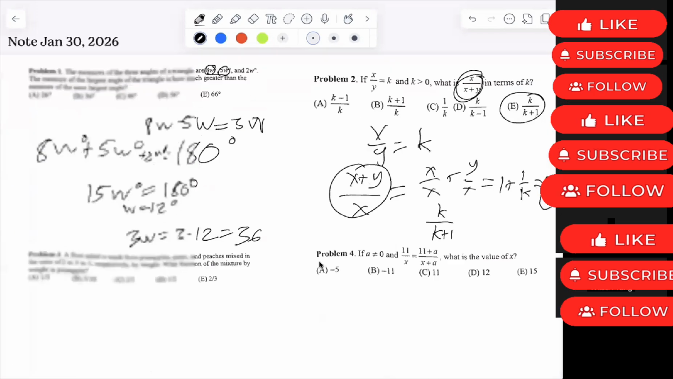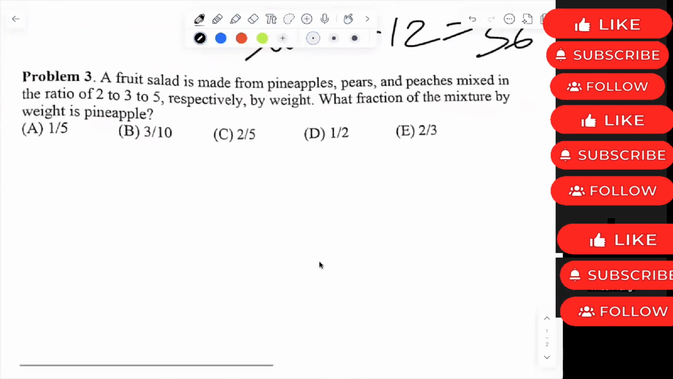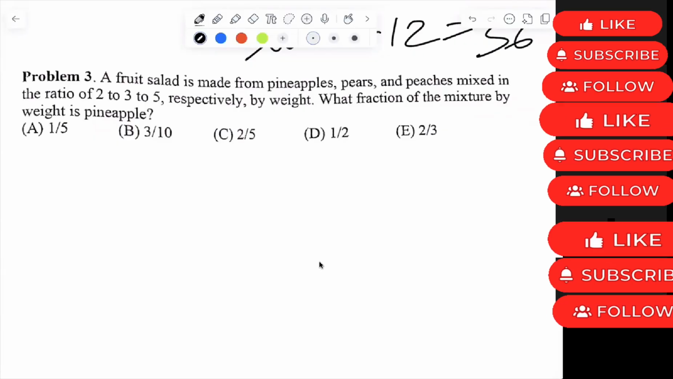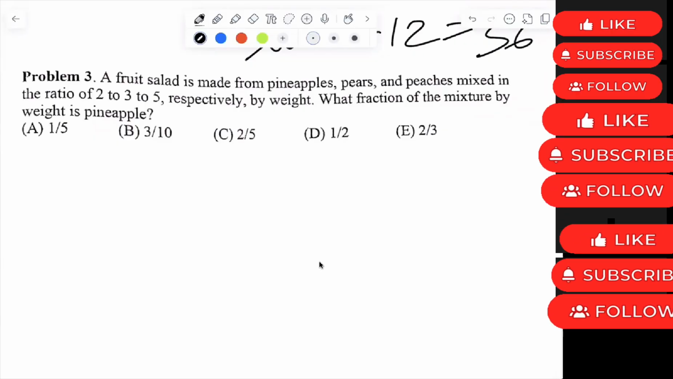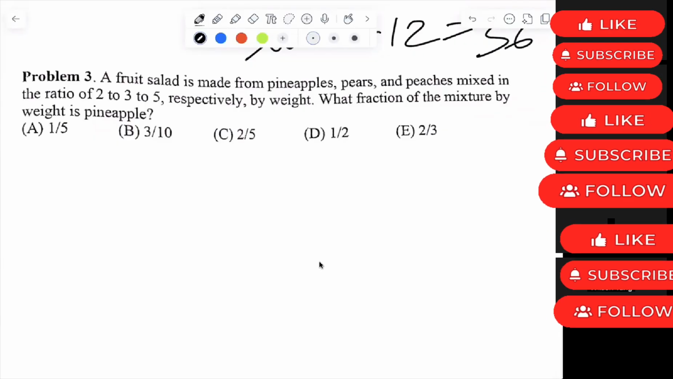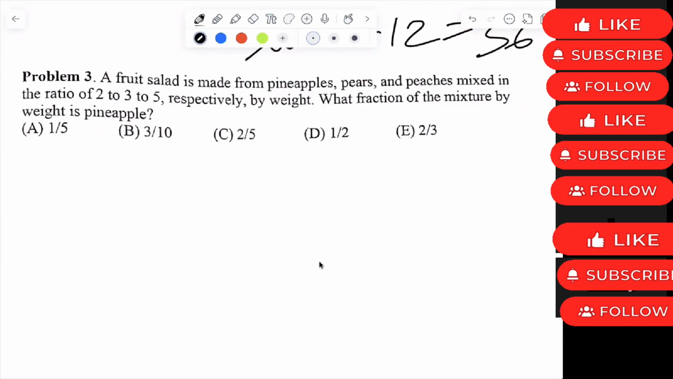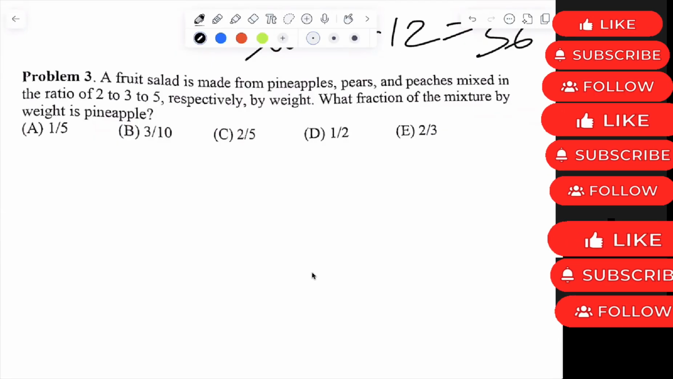Alright? Now let's move on to problem 3. A fruit salad is made from pineapples, pears, and peaches mixed in the ratio of 2 to 3 to 5 respectively by weight. What fraction of the mixture by weight is pineapple? I'll let you guys have a try on this question and tell me answers through chat.